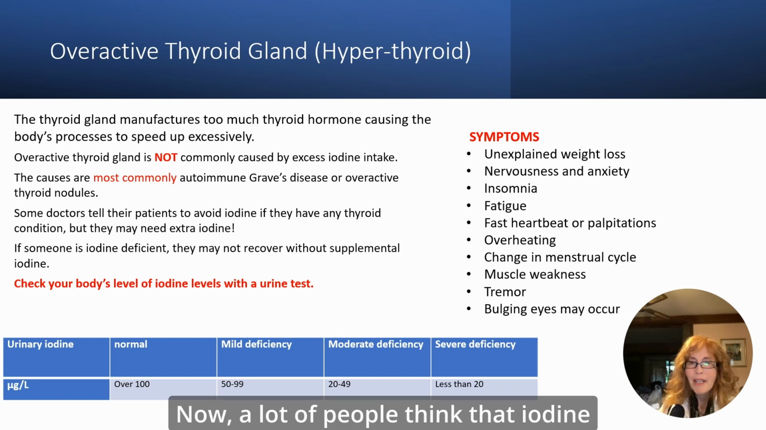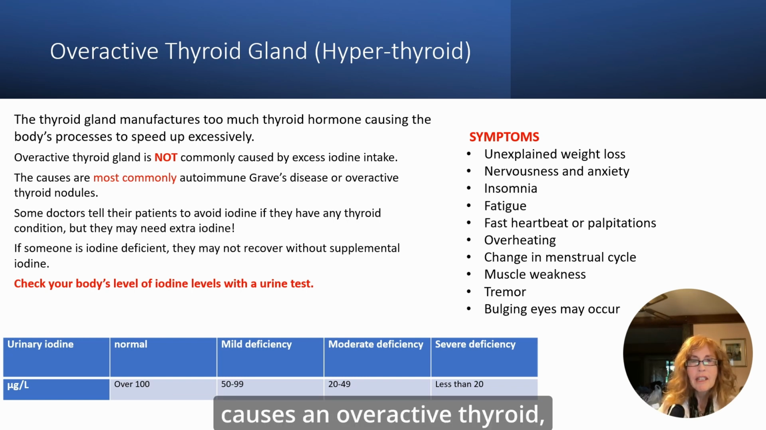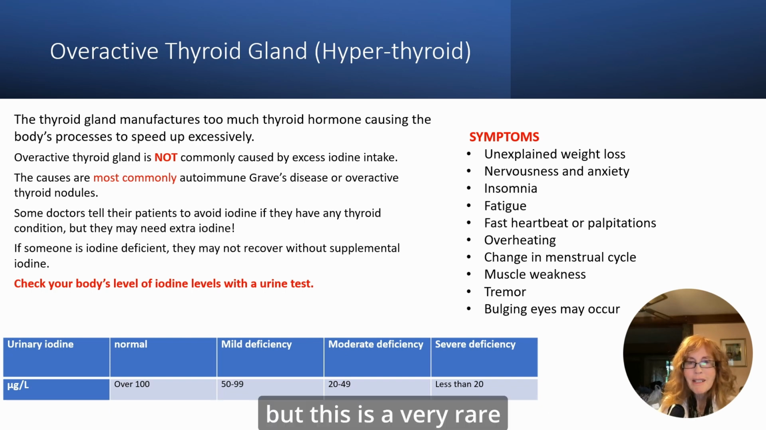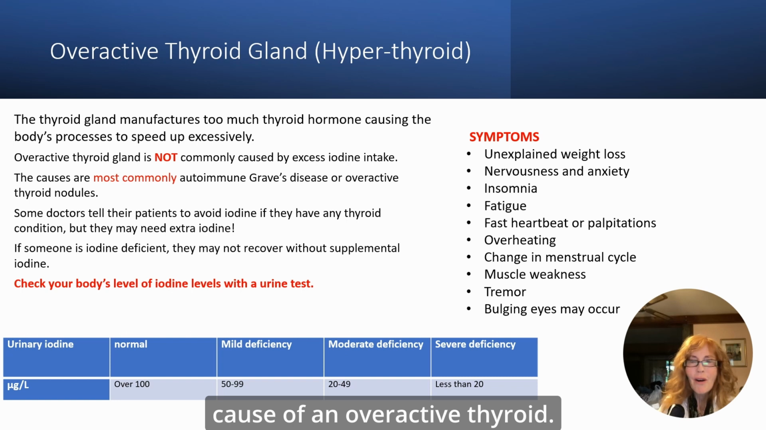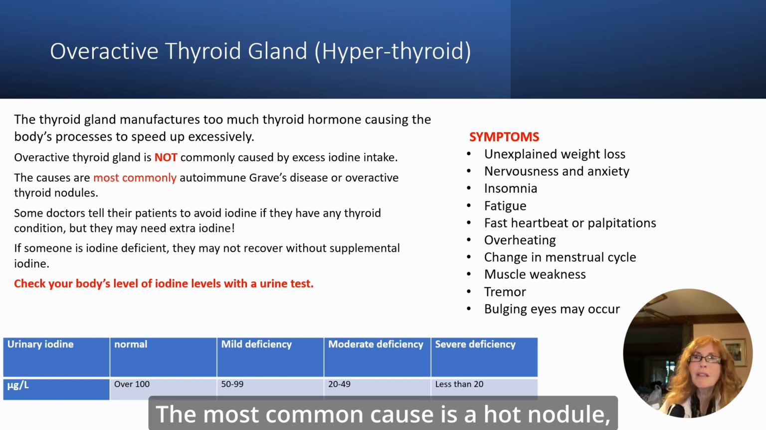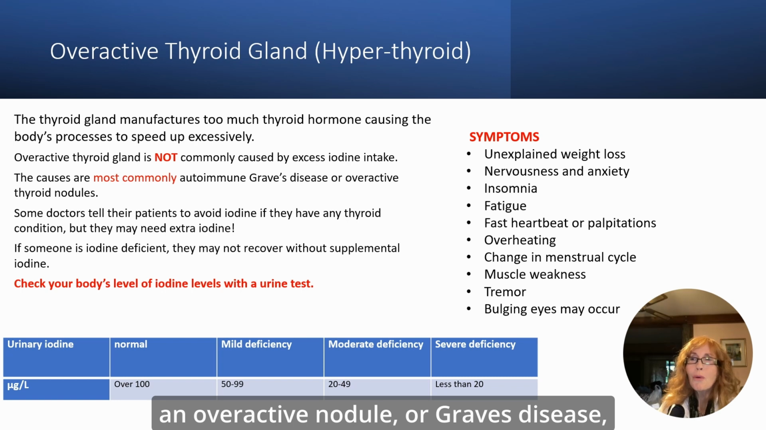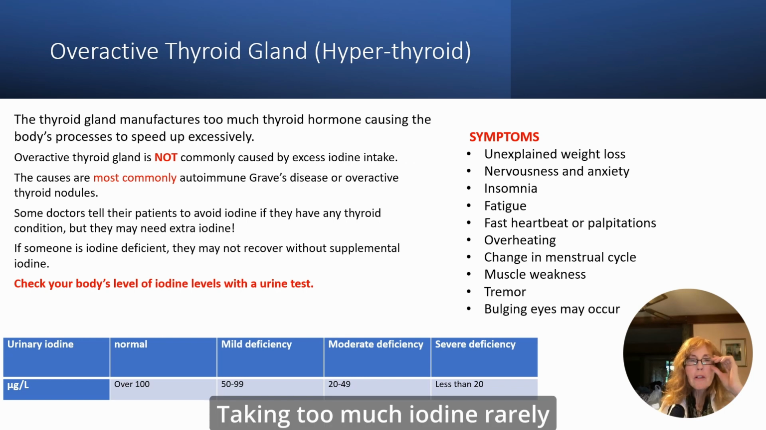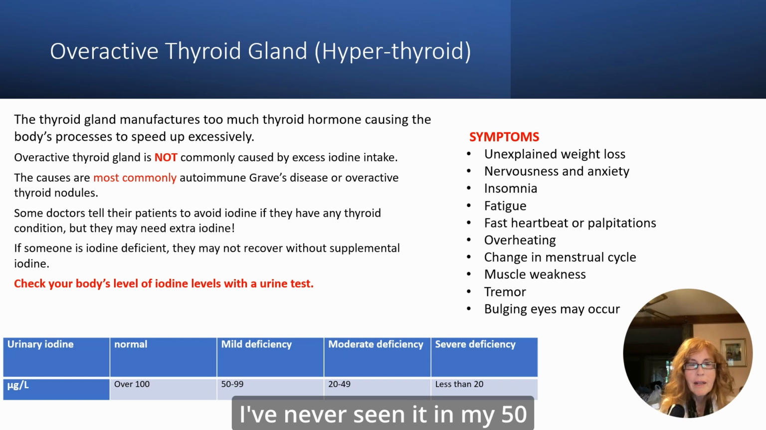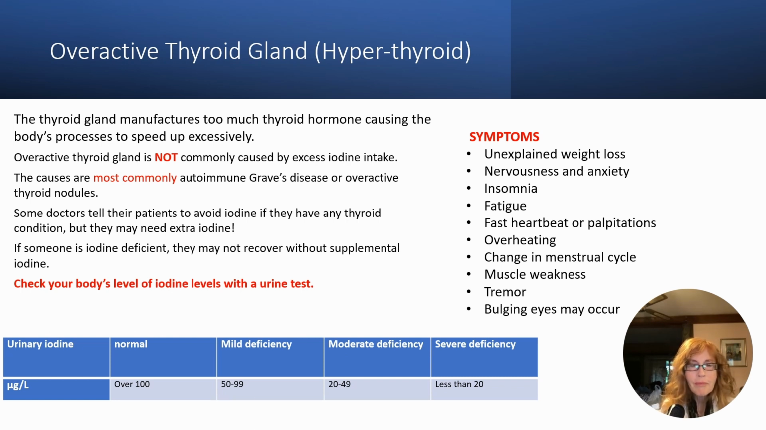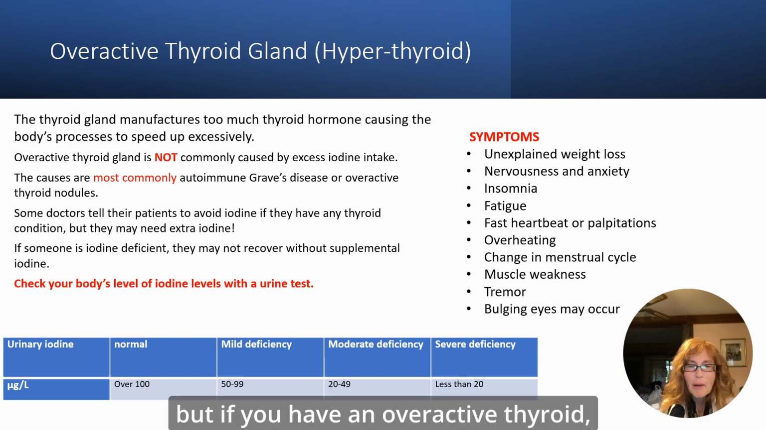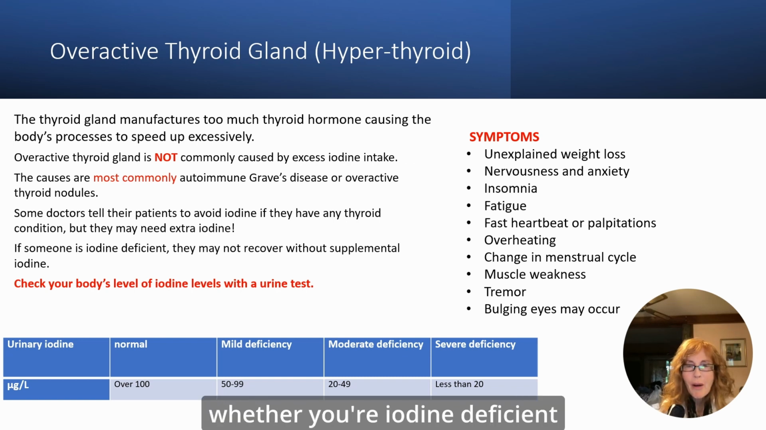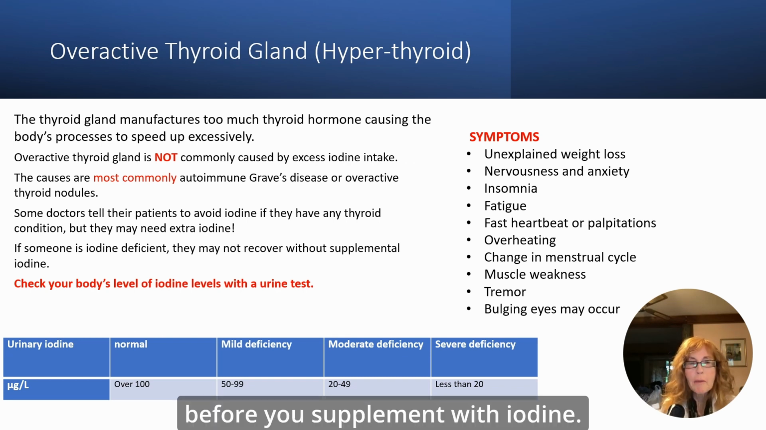Now, a lot of people think that iodine causes an overactive thyroid, but this is a very rare cause of an overactive thyroid. The most common cause is a hot nodule, an overactive nodule, or Graves disease, which is autoimmune. Taking too much iodine rarely causes an overactive thyroid. I've never seen it in my 50 years of practicing medicine. So iodine is very, very important for the thyroid, but if you have an overactive thyroid, it's important to check whether you're iodine deficient before you supplement with iodine.